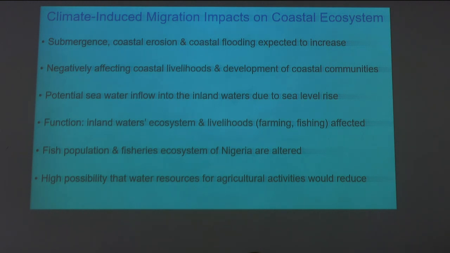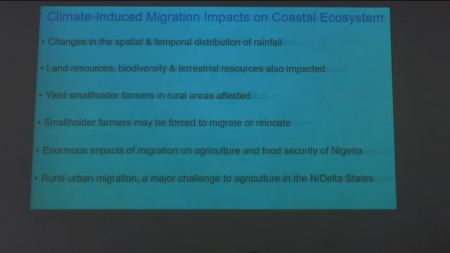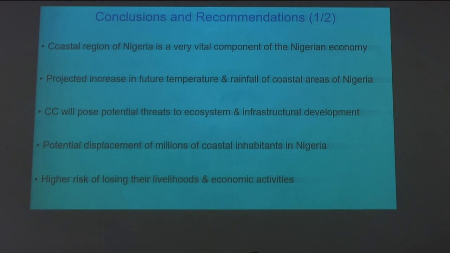Fish population and the fishery ecosystem are also expected to be affected. And then we have a high possibility that water for agricultural purposes will also be scarce. Then land resources, biodiversity, and terrestrial resources will also be impacted. Small farm holders may also lose their income due to low yield, and they may be forced to migrate. Then you have the enormous impact of migration on agriculture and food security in Nigeria. So rural-urban migration will also be a major challenge for agriculture in the Niger Delta states.